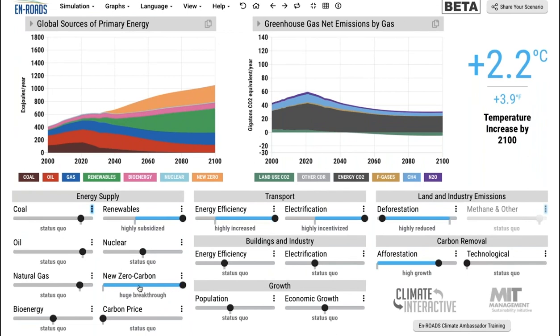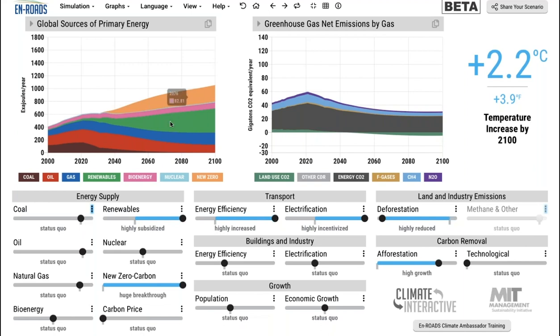Okay, so if we replay it, that's where we were before, and that's where we are now. What do you notice? What I'm seeing is that it's really coming in. We had this green wedge representing renewables that was much bigger than it is now that we have the new zero carbon technology. So in effect, this new zero carbon energy comes in and competes with all of the other sources of energy out there in the market.